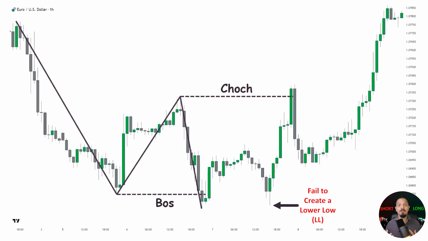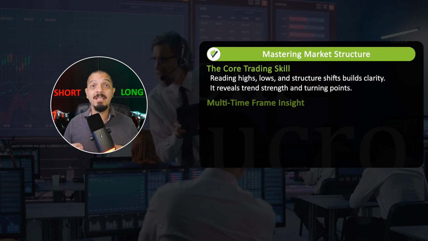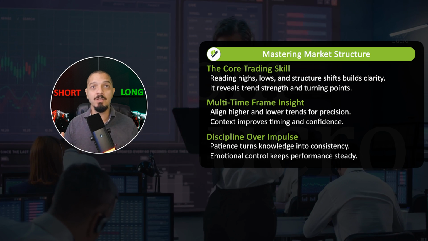Utilizing multiple time frames offers several advantages. It provides a broader market perspective, allows for trend confirmation, helps in pinpointing optimal entry and exit points, and strengthens risk management strategies. By factoring in different time intervals, you can make more informed and precise trading decisions, improving your overall strategy. In conclusion, understanding and mastering market structure is one of the most critical skills a trader can develop.